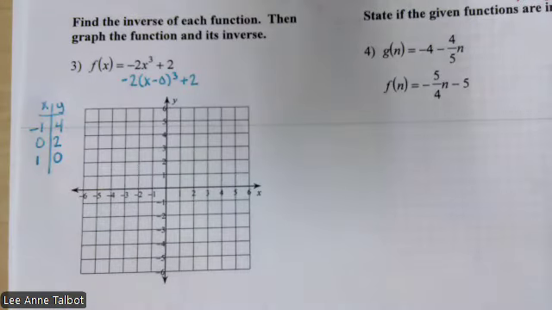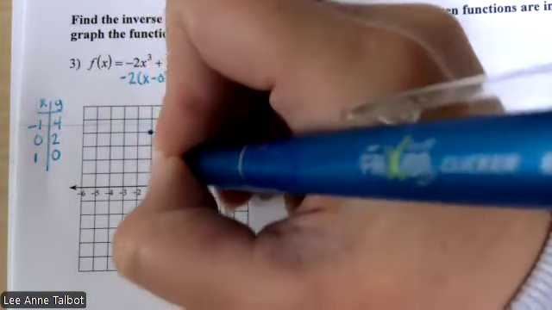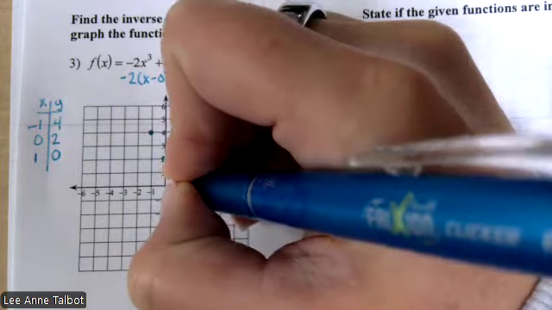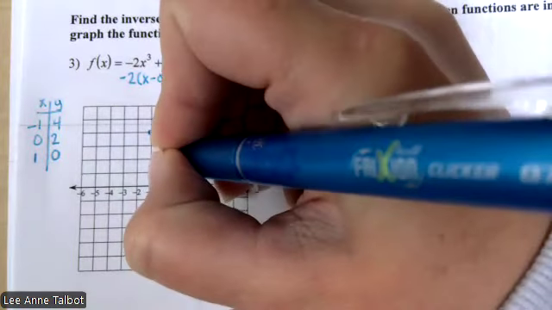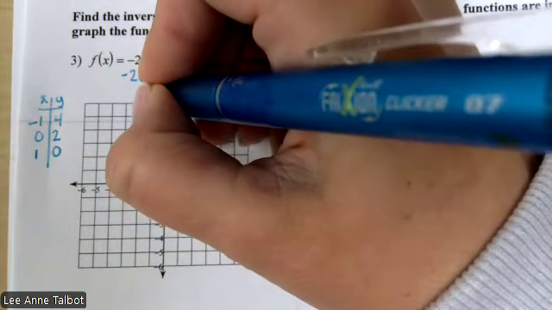Okay. And what we're going to do is just use what we know about cubics to make it look like a cubic. So -1, 4, 0, 2, 1, 0. And you would definitely not make this a line with a ruler because you're supposed to know it's a cubic.